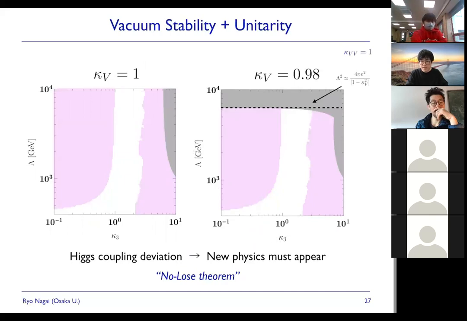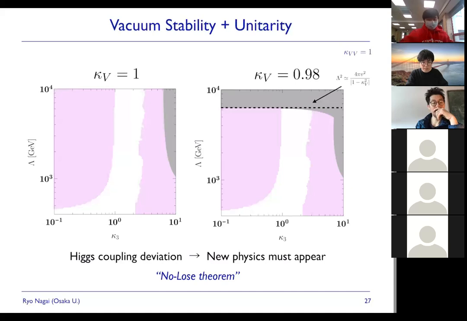The color notation is the same as the previous figure. So we find that the vacuum stability bound excludes kappa 3 lower than 0.9, or kappa 3 larger than 2, for lambda larger than 1 TeV. And for the region where lambda is smaller than 1 TeV, the excluded region for kappa 3, negative kappa 3, is sensitive to lambda.